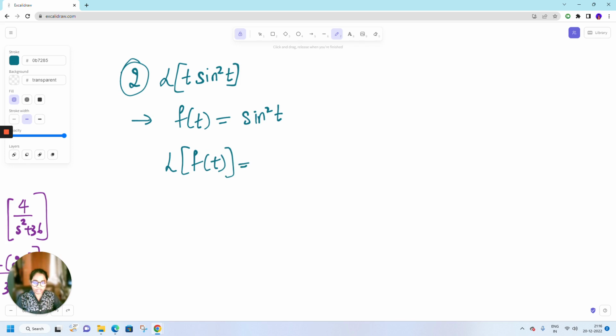Laplace of f of t is Laplace of t sine square t. How do you find Laplace of sine square t? We don't have any direct formula. In the trigonometric formula list, which I gave in one of the videos, there are all the formulas that we use from trigonometry. From one of those equations I'll take cos 2 theta is equal to 1 minus 2 sine square theta. Now simplifying for sine square theta, what would I get?